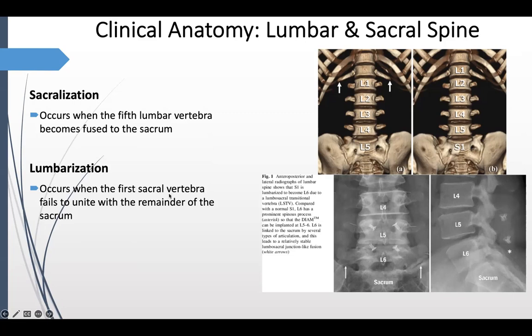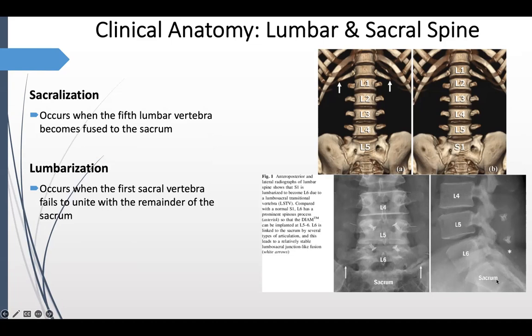Lumbarization occurs when the first sacral vertebrae fails to unite with the remainder of the sacrum. In other words, S1 doesn't fuse to S2, and so we don't have those 4 fused sacral bones. So what you get is an L6 instead of an S1, like we see here in this image. So L4, L5, this will be L6. It'll present like an L lumbar. In other words, it'll be thick and wide and beautiful. And then we'll only have maybe 3 fused sacral bones, right? And this is kind of key.